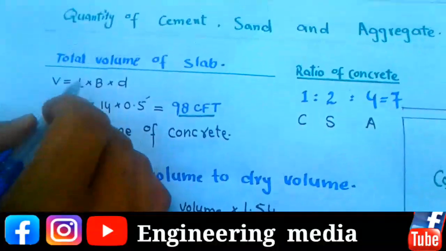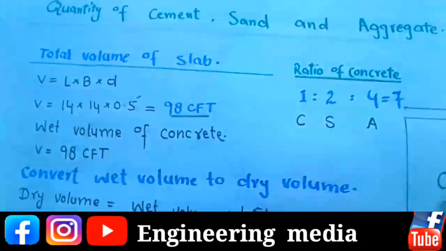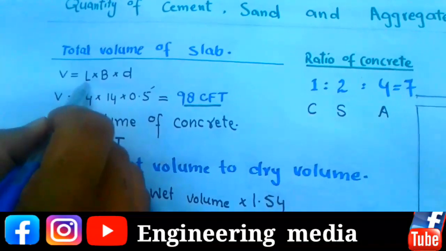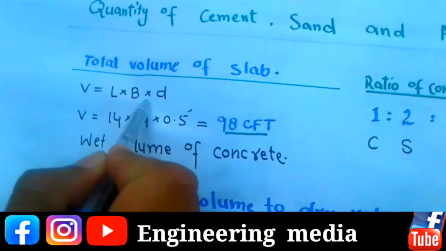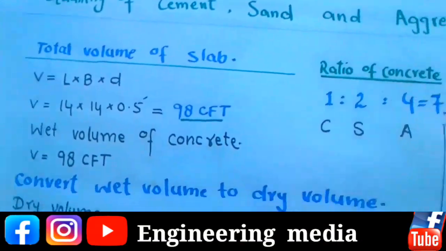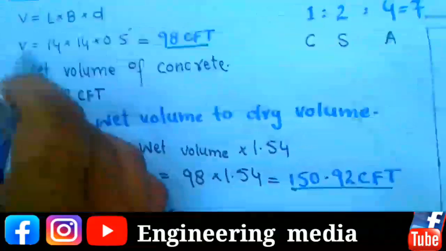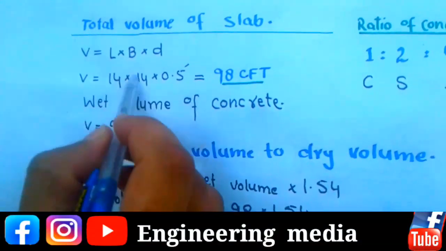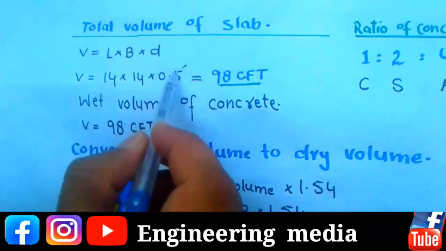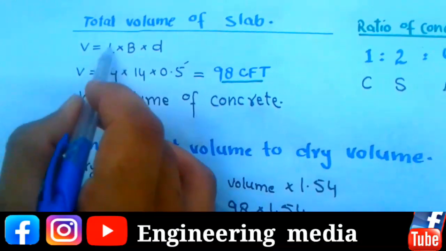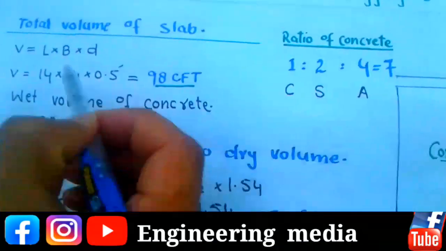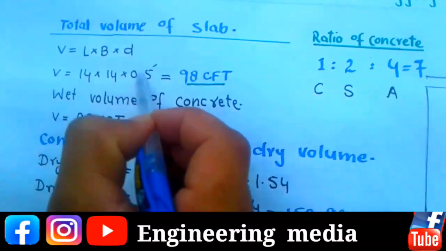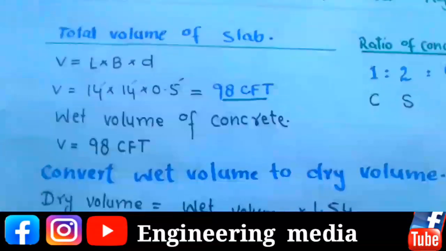So we have to find out the total volume of this slab. The formula for this is V is equal to length multiplied by breadth multiplied by depth or thickness for this cross section area. So V is equal to 14 multiplied by 14 multiplied by 0.5. Length is 14, breadth is also 14, and depth is 0.5, which is this value.